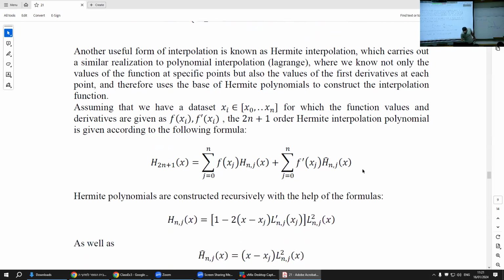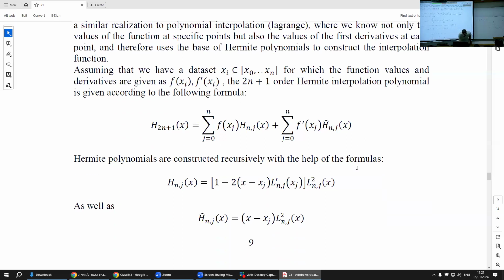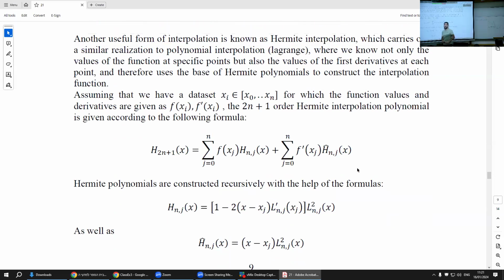And this is another note for you to know. If you have data of n points, the value of the function at these n points, and the value of the derivative at these n points, for example, if you know the location of a particle and its velocity, or speed, okay?